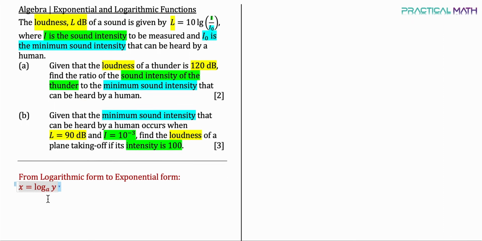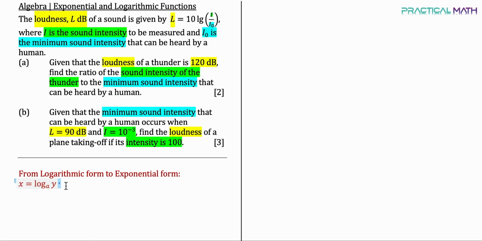Now, if you want to change this from logarithmic form to exponential form, we start with the base a. We start with the base a, and push the other side up, so therefore this will be a to the power of x equals y. So start with the base, a to the power of x.